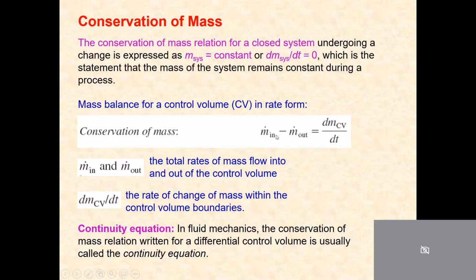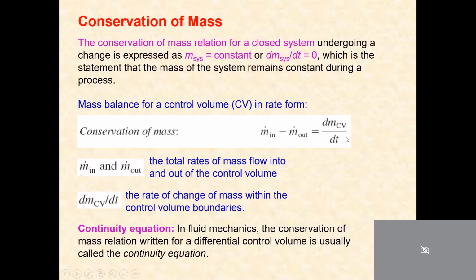Okay, the mass flow rate that goes into the control volume, minus the mass flow rate that goes out of the control volume, gives you the rate of change of the mass in the control volume. Sorry, it's not system, it's control volume, I mixed it up a little bit. So if the in and out are the same, this equals zero.